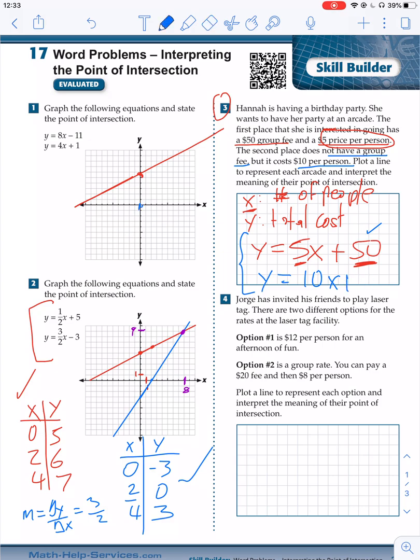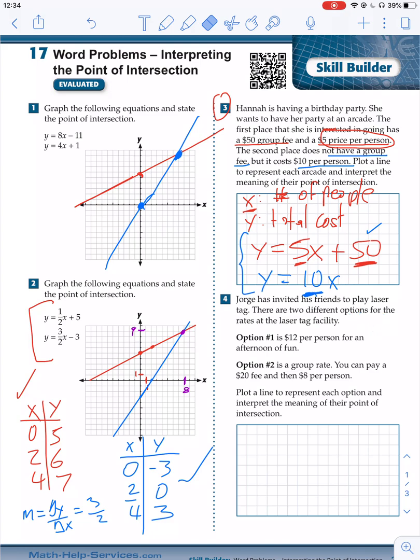The function in blue will increase more rapidly than the function in red, because the slope of this function is greater than the slope of that function. And then this will be your point of intersection. I don't know what that number is yet. You can easily find it using the comparison method: y equals y. If you compare the two y values and then solve for x, you'll find your point of intersection.